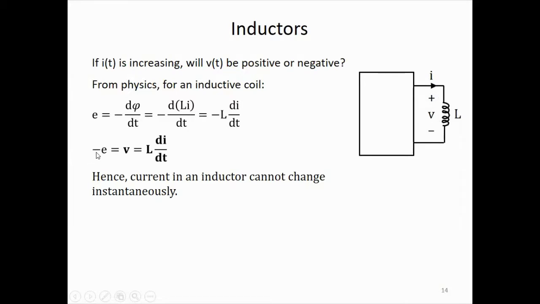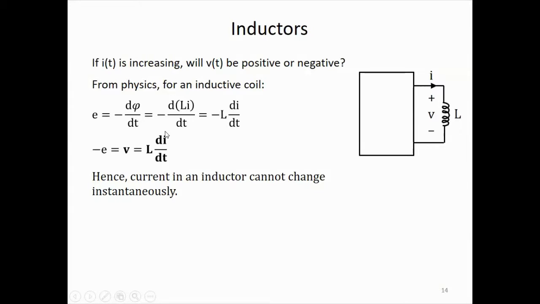All right, and if you think about it and apply your Lenz's law, you will come to the conclusion that the polarity of V is this. So the polarity of E is the opposite of this. I'm leaving that to you as homework. I'm just telling you that V therefore is equal to L di by dt. This is the defining equation for us circuit people.